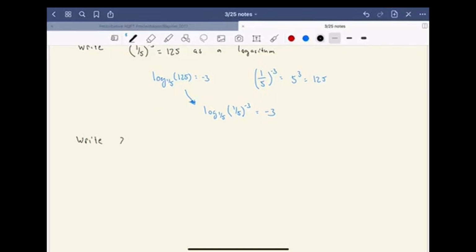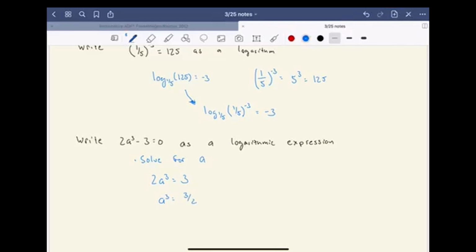Write 2a to the 3rd minus 3 equals 0 as a logarithmic expression. Okay, so we're going to go ahead and solve for a. Okay, so 2a to the 3rd equals 3. A to the 3rd equals 3 halves.